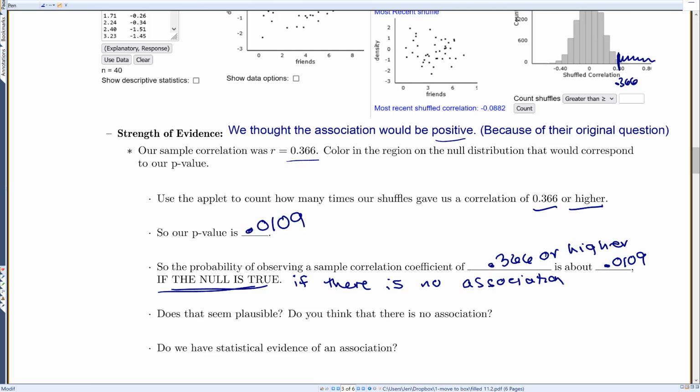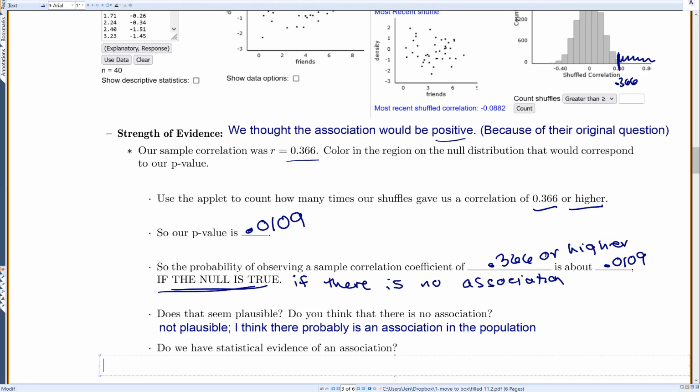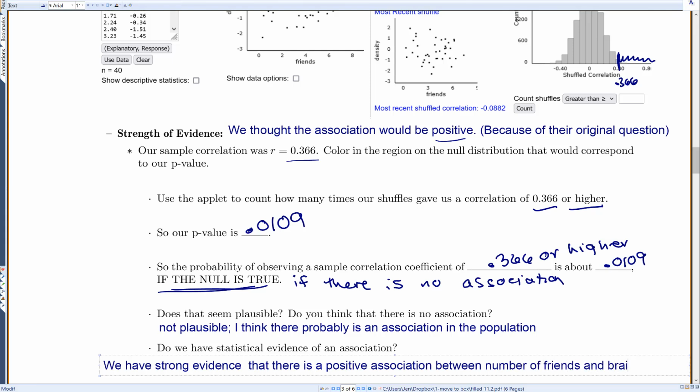So does that seem plausible? Do you think that there's no association and we just happen to get our sample correlation of 0.366 or higher? I would say that this does not seem plausible. That is a small p-value. I think there probably is an association in the population. Okay, and because we have that small p-value, we could say something like, we have strong evidence, it's not below 0.01, so just strong evidence that there is a positive association, because I did a greater than hypothesis here, between number of friends and brain density.